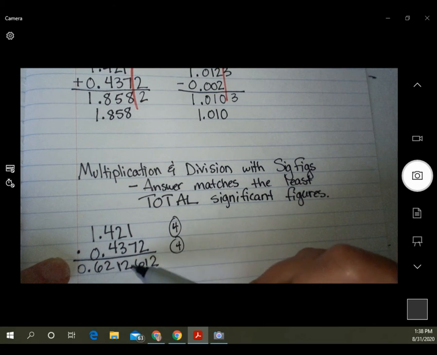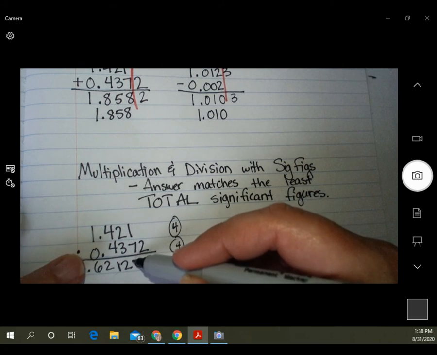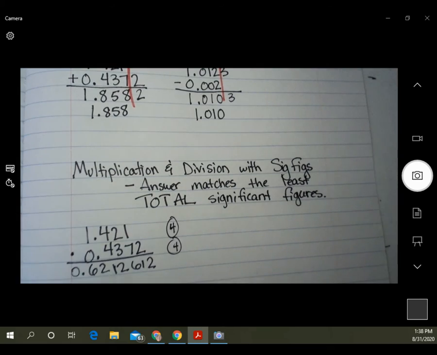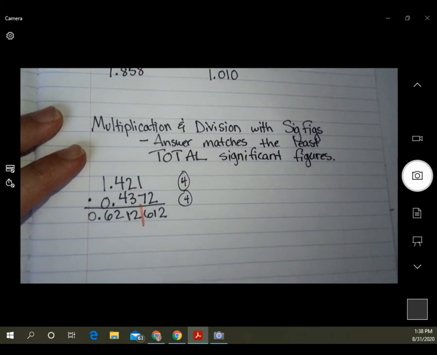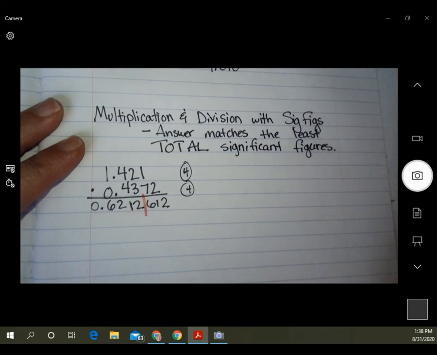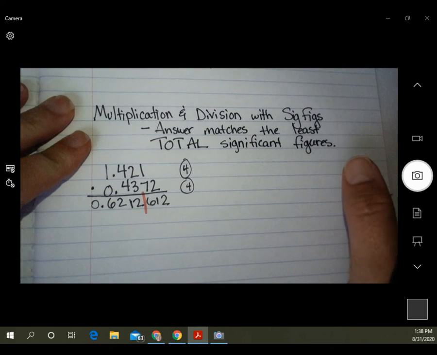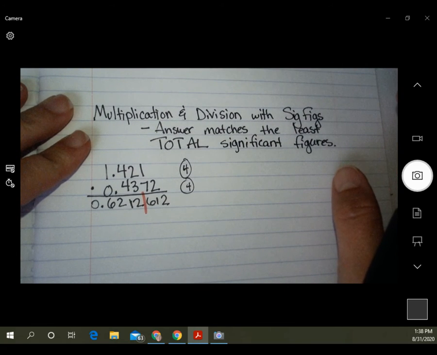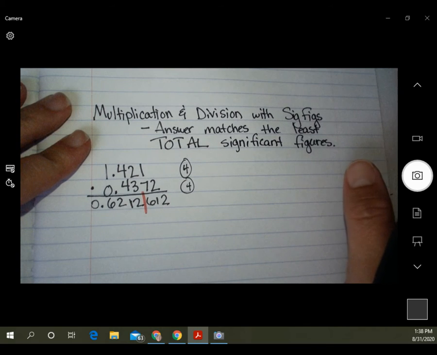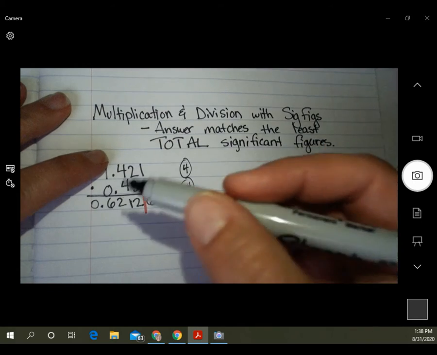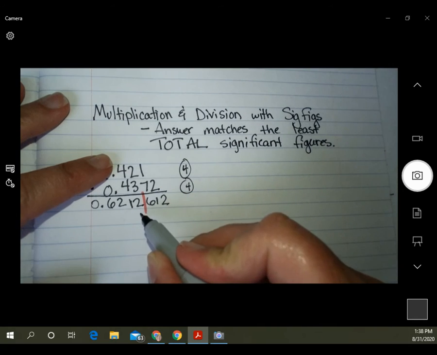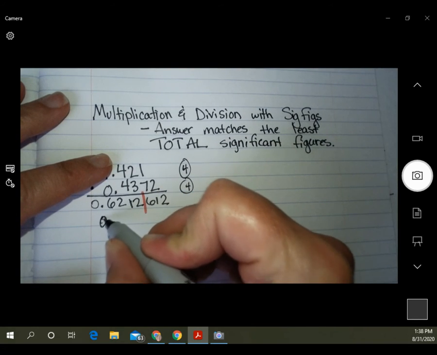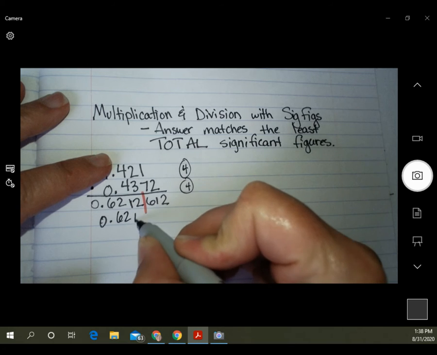1, 2, 3, 4. We're going to chop off the number there. But we can't just chop off the number. What do we need to do? What is our actual answer going to be in this case? Go ahead, Jacob. Right. So this 6 is going to tell the 2 to go up. 0.6213.